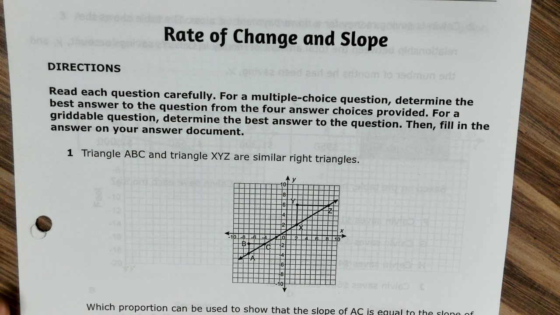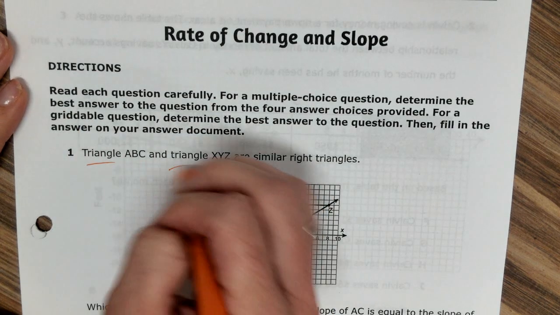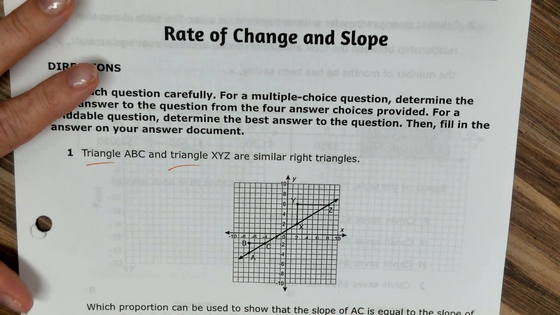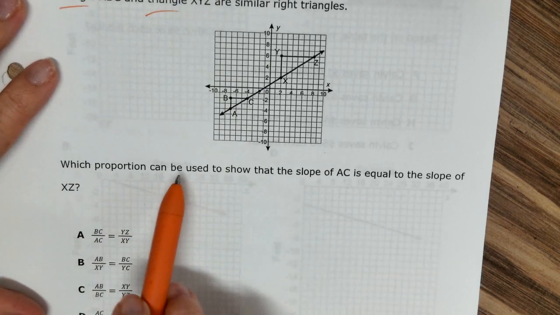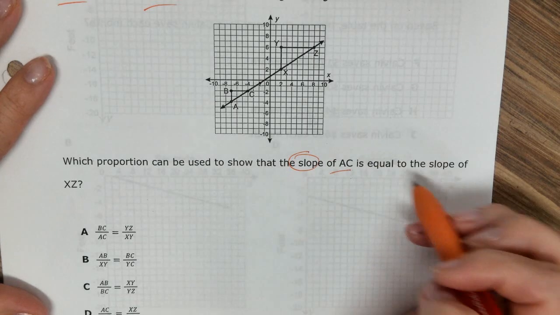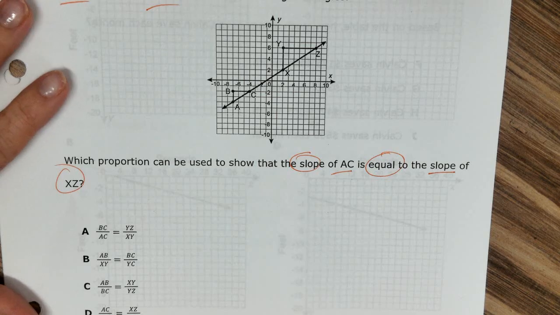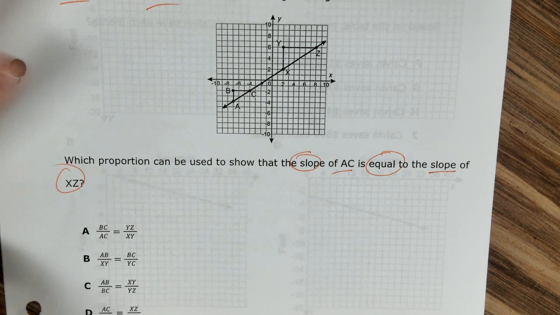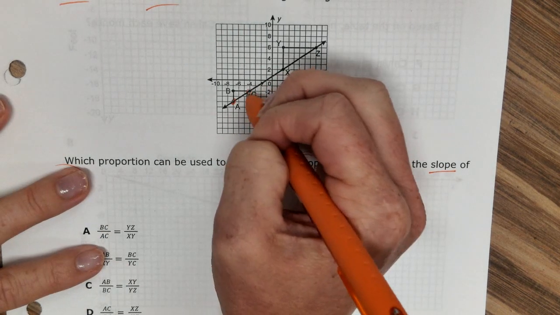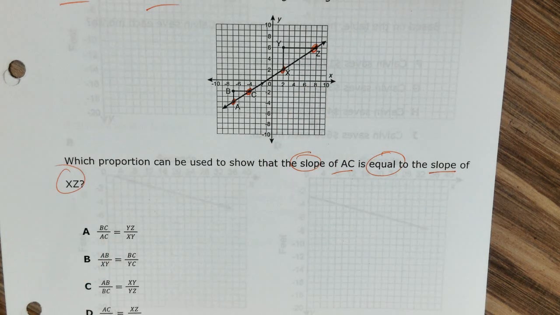All right, number 1 tried to confuse you again with the word what. What'd they say? But we don't even care about triangles right now. All we care about is which proportion can be used to show that the slope of AC is equal to the slope of XZ. We already know that they're equal because they fall on the same line. Does everybody understand? We know the slope from here to here is the exact same as the slope from here to here. Because slope is not size or distance.